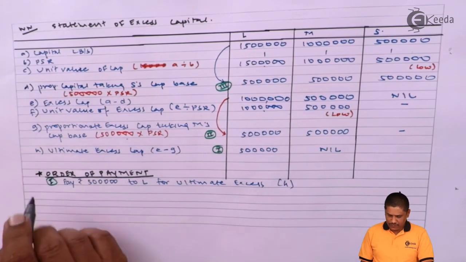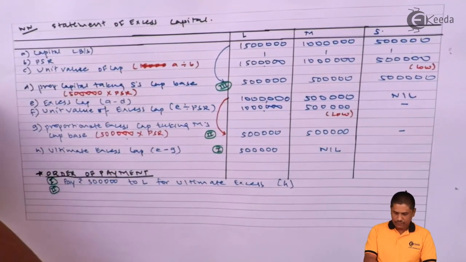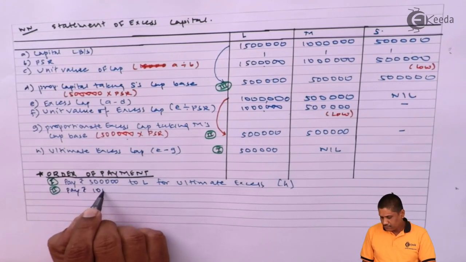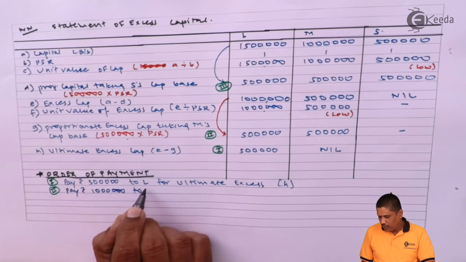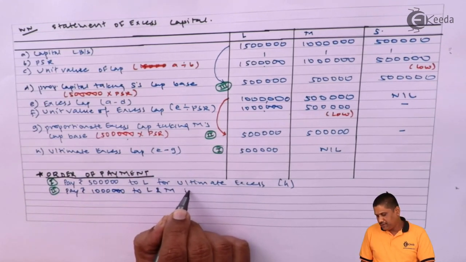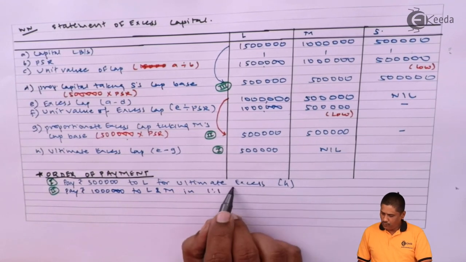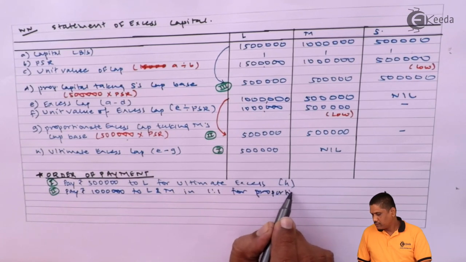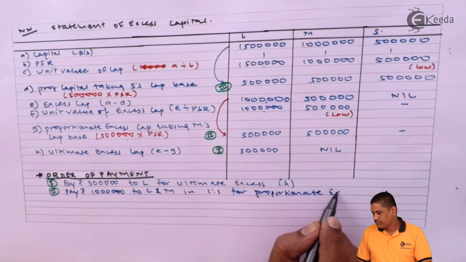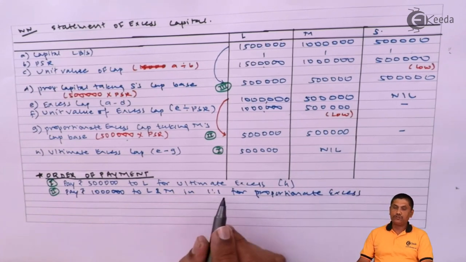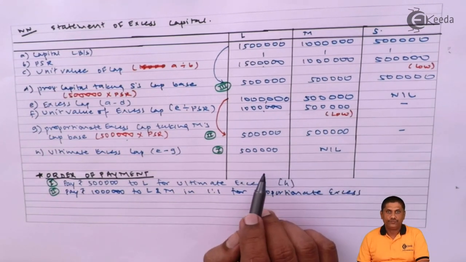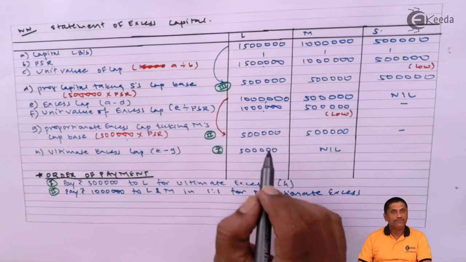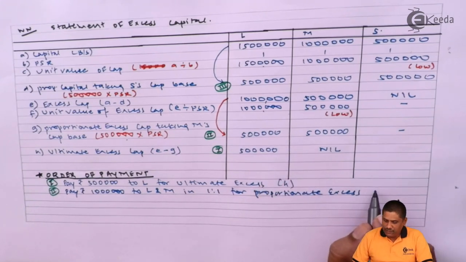Second, pay rupees 10 lakhs to L and M in 1:1. For what? For proportionate excess. Why I have written in the ratio? Sometimes you may not have 10 lakhs rupees with you. You may have 5 lakhs. So in that case, you can't pay 10 lakhs. So whatever amount available, you will pay in the ratio 1:1. So I am talking about here line number G.